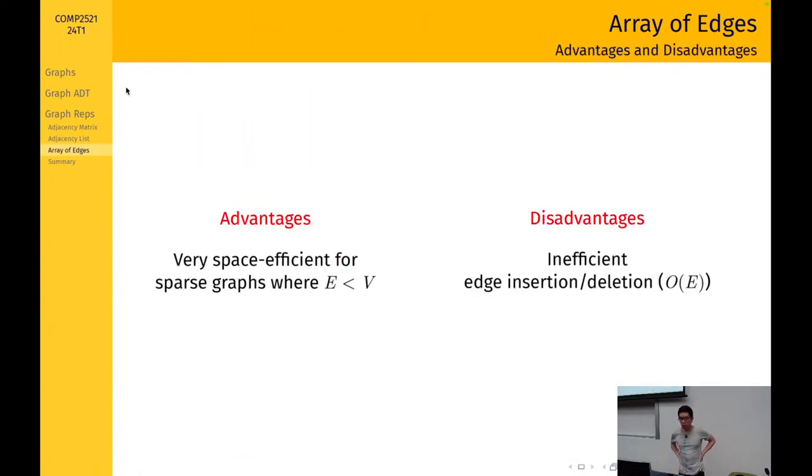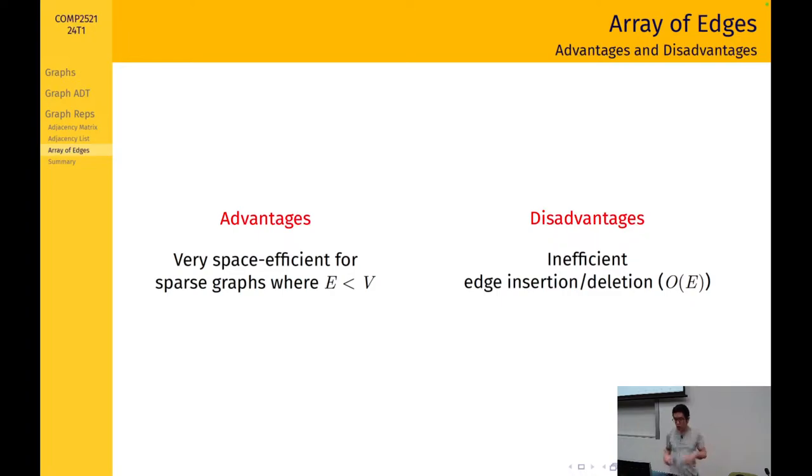Okay, so what is the main advantage? If the graph is very, very sparse, so E is less than V, so for example, maybe you could have hundreds of thousands of vertices or millions of vertices, but the graph actually has very few edges, then the array of edges representation will be very space efficient, because you don't need to have one pointer for each vertex, as we needed with the adjacency list. We just store the edges. So if you have very few edges but very many vertices, then we can save a lot of space there.